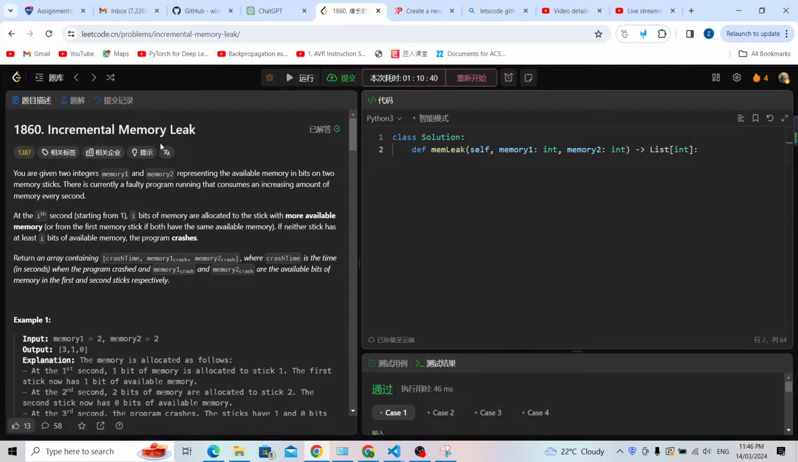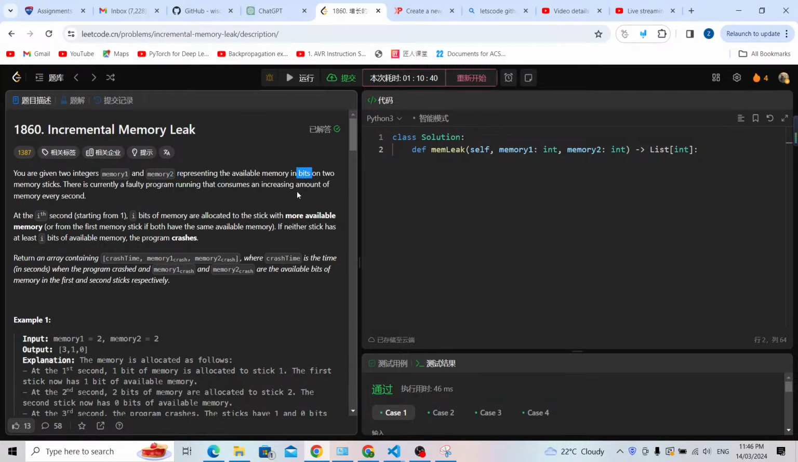1860 incremental memory leak. Yeah, so for this problem, this is a simulation problem. We have to understand the question, otherwise we cannot solve it. So the problem is that we are given memory 1 and memory 2, representing the available memory in bits. Yeah, if we say something like bits, maybe we are confused.